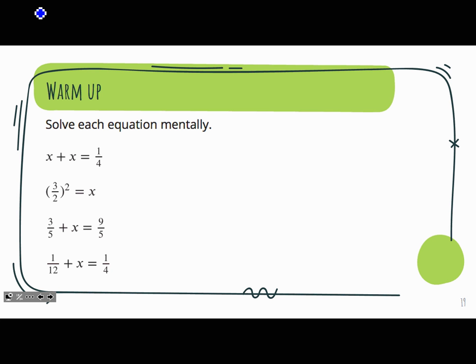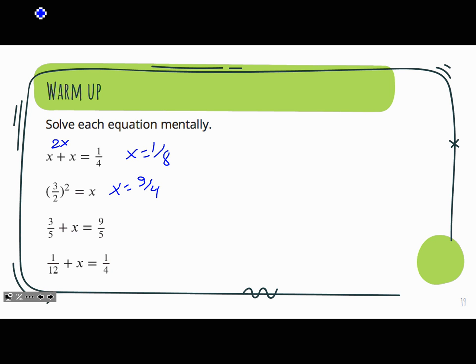So let's start with a bit of a warm-up, shall we? Some mental math. If I have x plus x equals 1/4, what should x be? Well, x plus x is 2x, so we divide by 2. Here's a trick. If you need to divide a number by 2 and it's a fraction, an easy way is to multiply the denominator by 2. x equals 1/8. So next one, what if I had 3/2 squared? Well, what is 3/2 squared? Remember, when you square a fraction, multiply the numerator, multiply the denominator, that's 9/4.